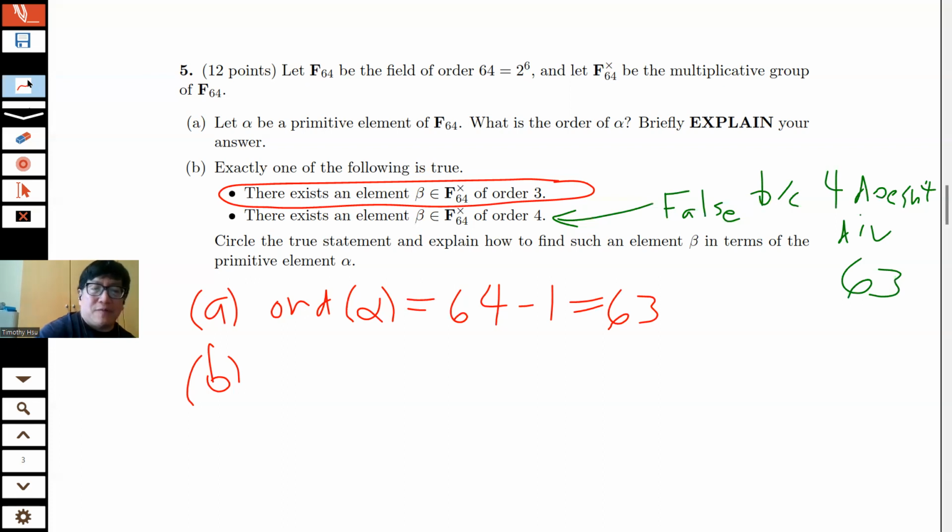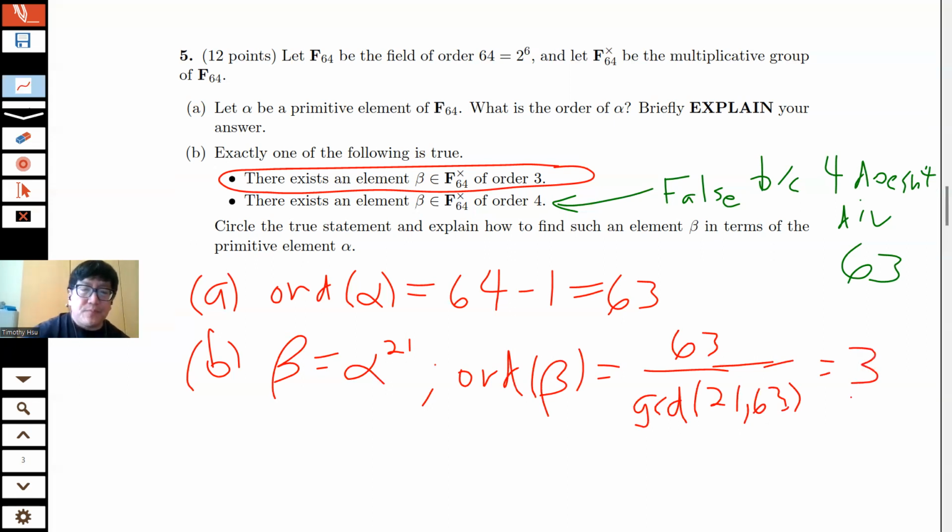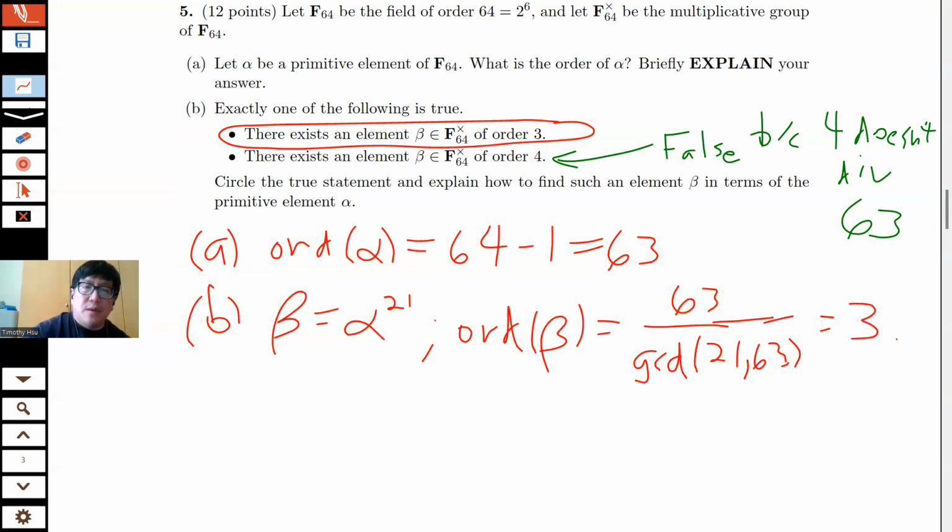Explain how to find such an element in terms of alpha. Well, if beta equals alpha to the 21, and you want alpha to the 21 because basically you want to divide the order of alpha by 21 to get to 3. And then the order of beta will be equal to 63 divided by the GCD of 21 and 63, which is in fact 3 because 21 divides 63. So yeah, that's how you find beta.